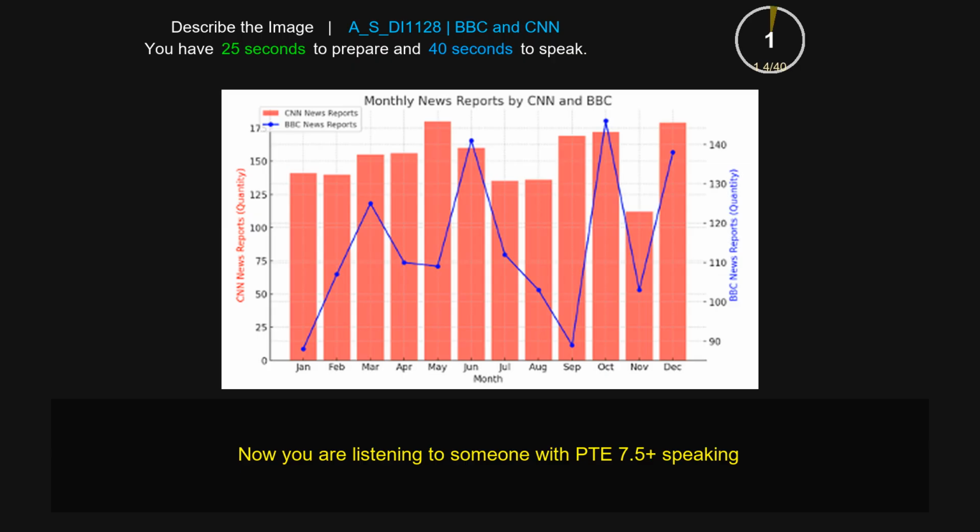This chart gives information about monthly news reports by CNN and BBC. From the picture, we can see the value of CNN in July is 130. In June, the number of CNN is higher, around 158. The highest amount of BBC is in October, which is 152.